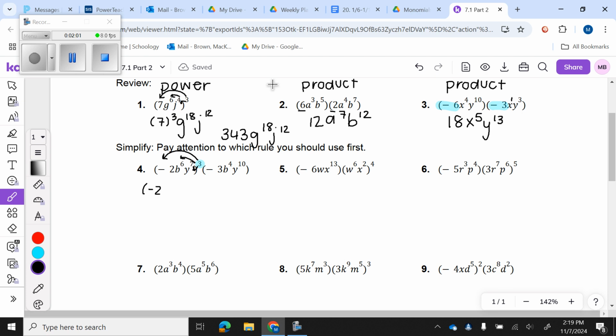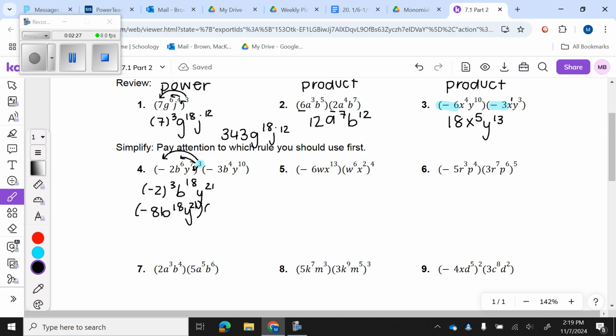And I'm going to distribute that power to everything inside these parentheses. So I'm going to have negative 2 to the third, b to the 18th, and y to the 21st. Okay? Because you multiply your exponents. Okay? And I do need to go back in here and do negative 2 to the third, which is going to give me a negative 8. So I've basically become negative 8, b to the 18th, y to the 21st. That's what this guy on the left simplifies to.